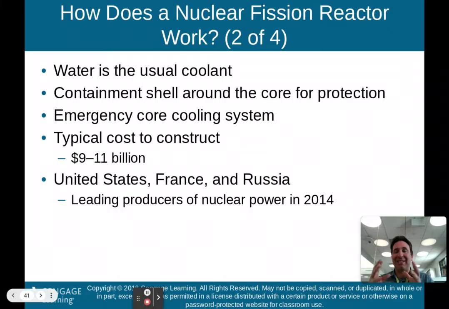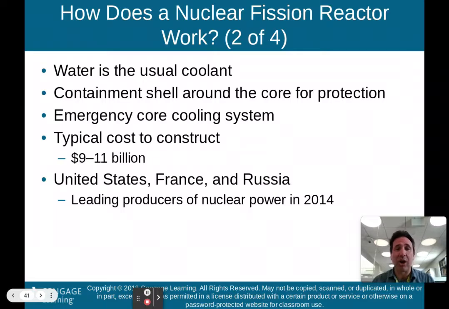The problem is that containment shell breaks, that's when you have nuclear radioactive material then leaking out into the environment. There's an emergency core cooling system just in case there is an issue. Typical cost to construct, $9 to $11 billion, right? So this is why they have such a low net energy yield, because the upfront cost is so great to construct a nuclear power plant.